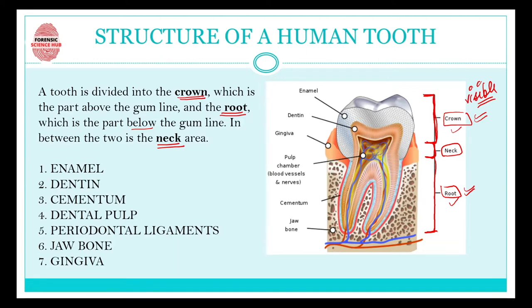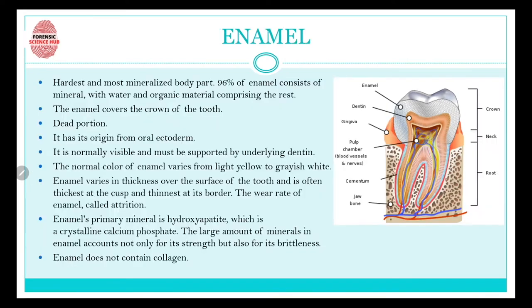So a tooth comprises enamel, dentine, cementum, dental pulp, periodontal ligaments, jawbone and gingiva. All these structures will be discussed one by one in the upcoming slides. So let's get started with enamel first.